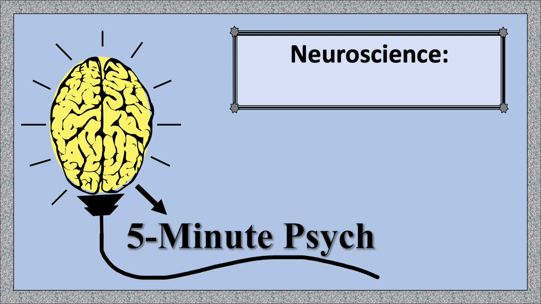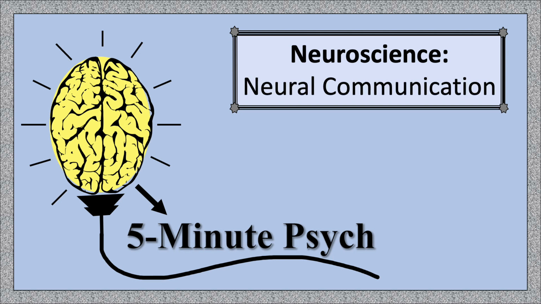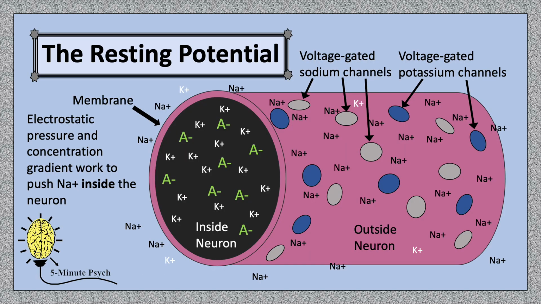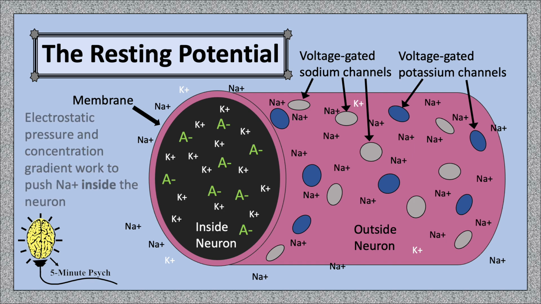In this 5-minute segment, we'll look at neural communication, and in doing so, we'll first look at how a signal is sent within a neuron with the action potential, and then we'll look at how signals are sent between neurons with neurotransmitters. I hope you recall the resting potential of a neuron and how positively charged sodium ions, which are concentrated outside of the neuron, are being drawn inside the neuron by both electrostatic pressure and the concentration gradient.